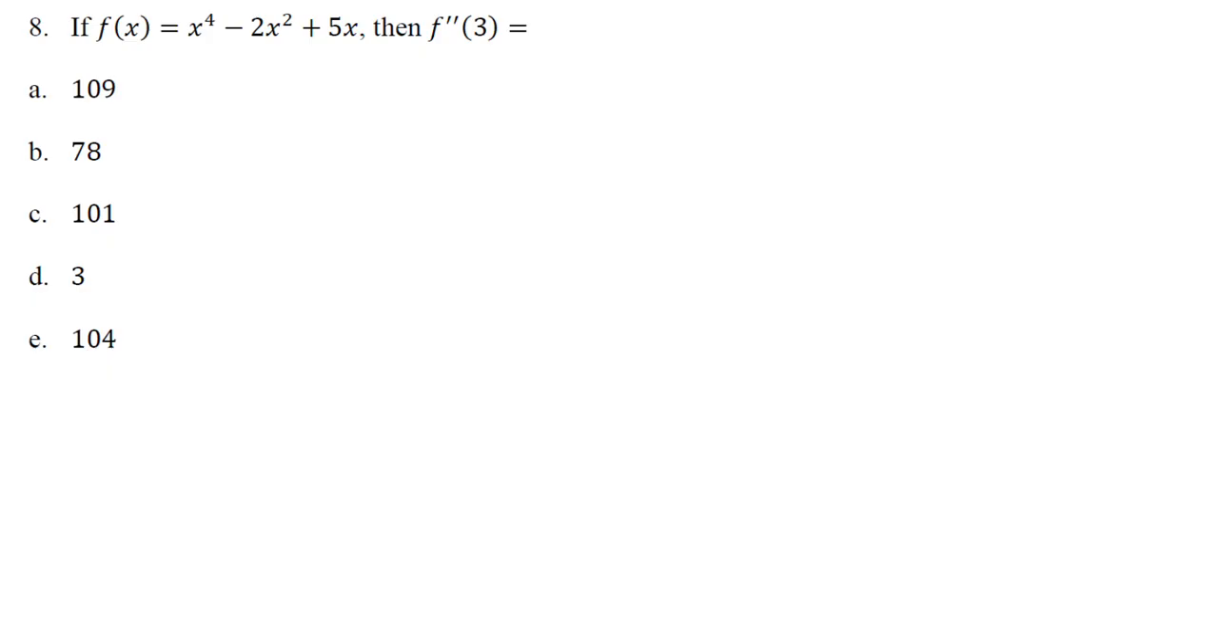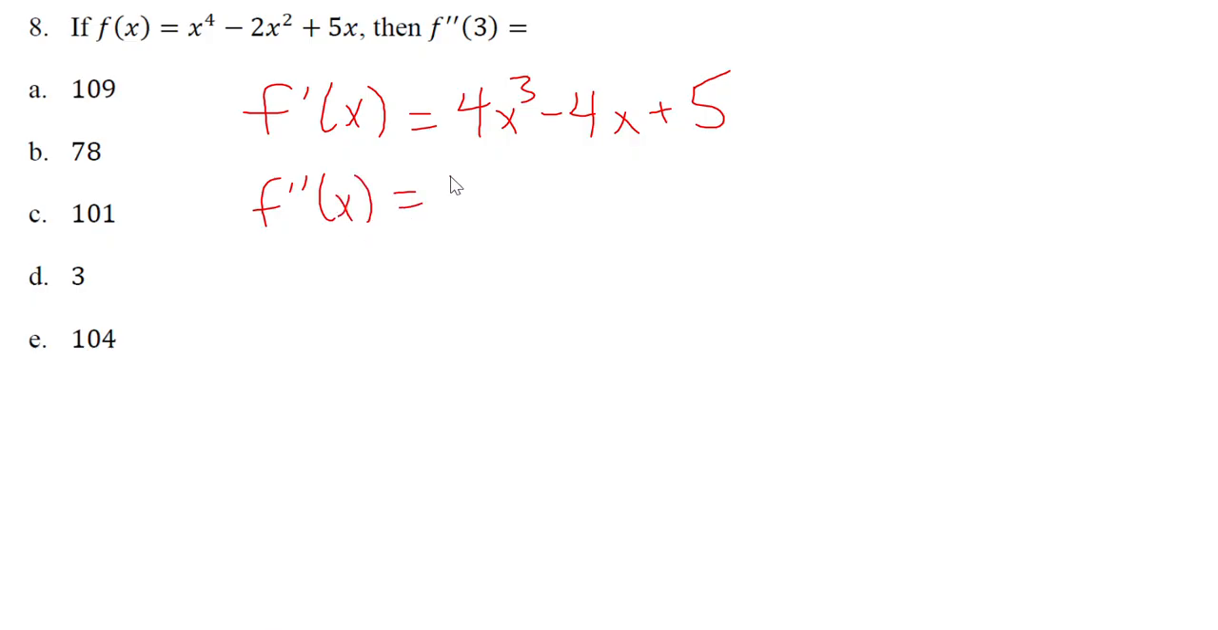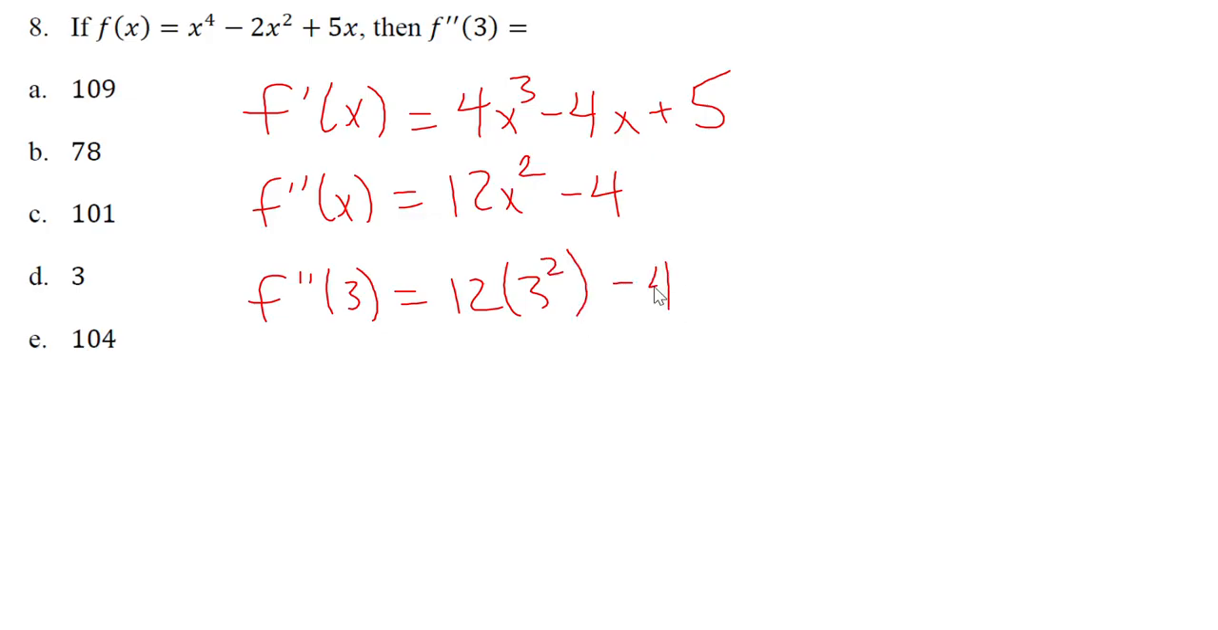All right, our next one here is just asking us for the second derivative of this at x equals 3. So we need a first derivative, f prime of x, which will be 4x cubed minus 4x plus 5 using the power rule. Then we'll need a second derivative of this, which is going to be 12x squared minus 4. And we want f double prime of 3, so that'll be 12 times 3 squared minus 4, right? Well, 12 times 9 is 108, and 108 minus 4 is 104. Choice E.